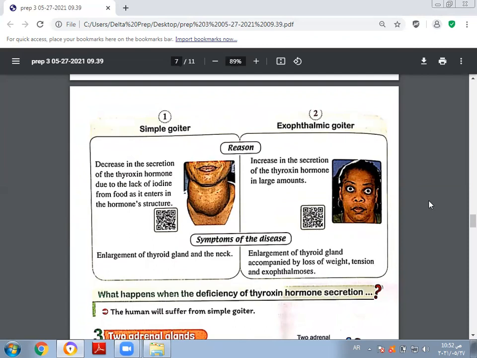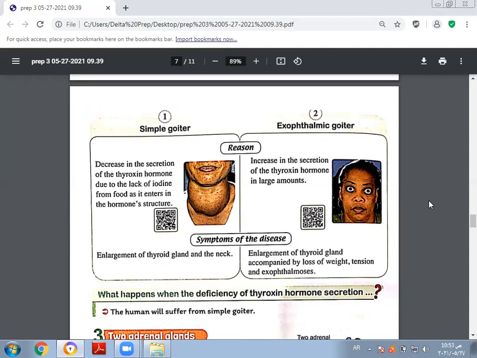The simple goiter, its reason is a decrease in the secretion of the thyroxine hormone due to the lack of iodine element from food, which enters in the thyroxine hormone structure. And the simple goiter's symptom is enlargement of the thyroid gland and the neck. And exophthalmic goiter, its reason is an increase in the secretion of the thyroxine hormone in large amounts. The symptoms of exophthalmic goiter are enlargement of the thyroid gland accompanied by loss of weight, tension, and exophthalmosis.